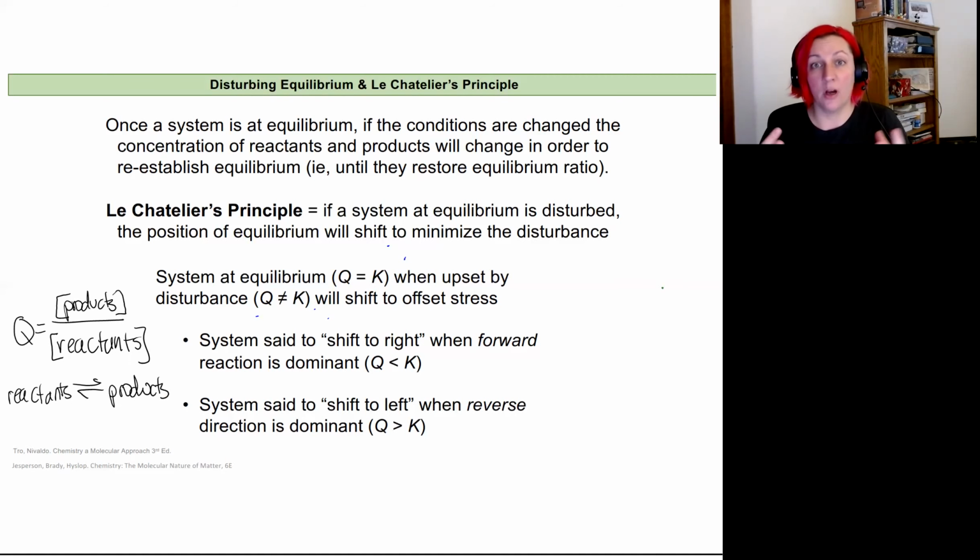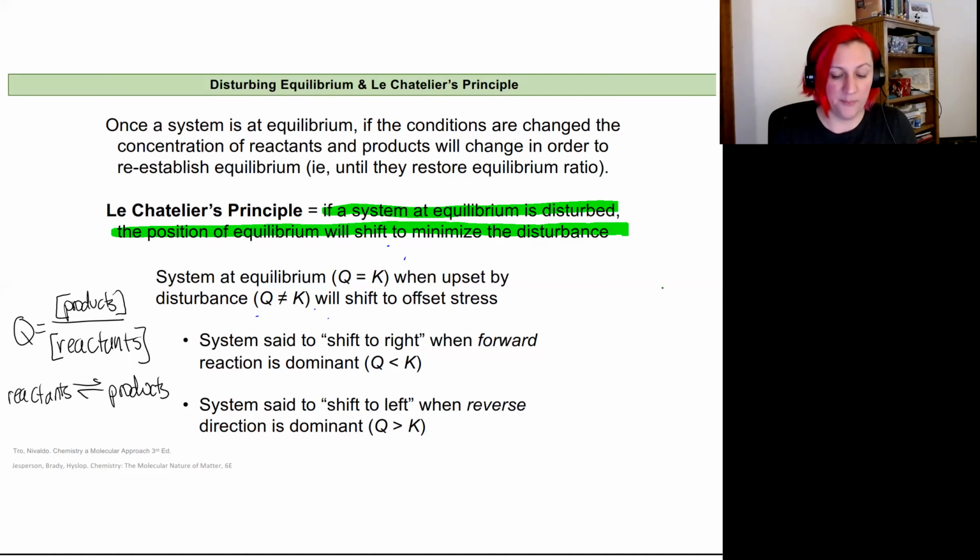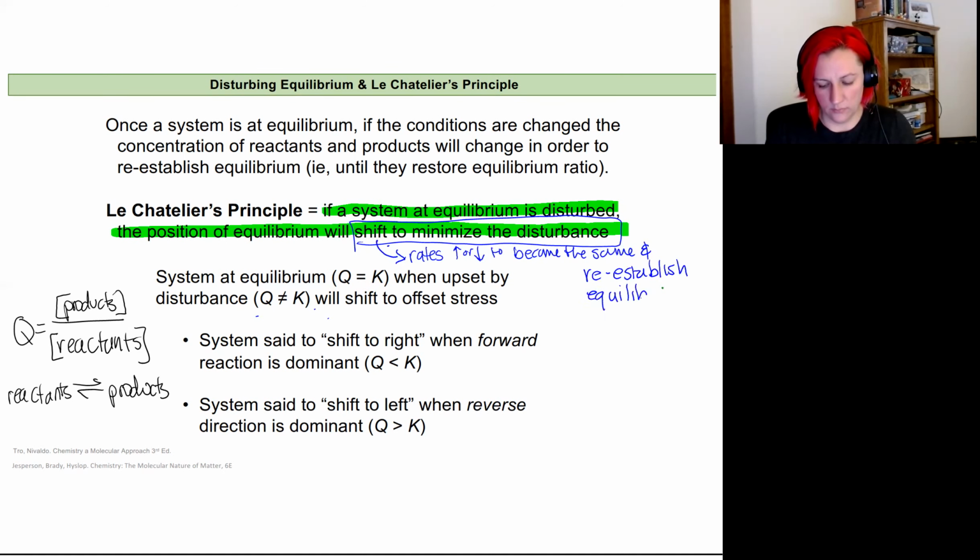And this is all described in what we call Le Chatelier's principle, which states that if a system is at equilibrium and is disturbed, the position of that equilibrium will shift to minimize the disturbance. So let's break down this language here and describe it a couple of ways. Shift means to see one of the rates, either forward or reverse, increase relative to the other or decrease relative to the other. So our rates will have to work to get back to being the same. And the goal here is that by minimizing the disturbance, we're really trying to reestablish equilibrium.